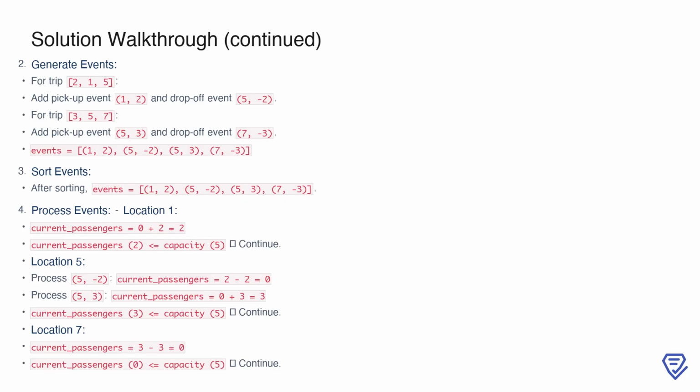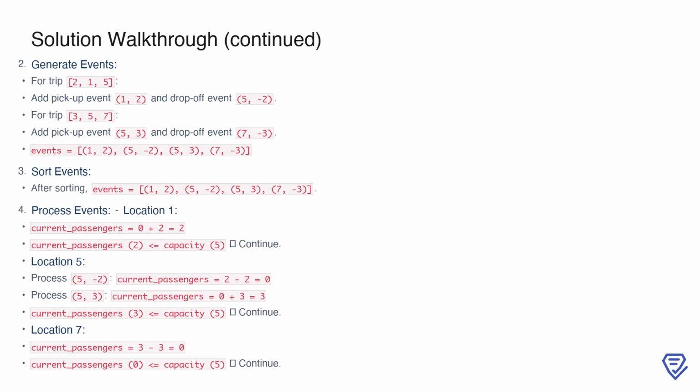This results in an events list containing all these raw events. Sorting the events ensures we process them in the correct order: the pickup at location 1, followed by events at location 5, and finally the drop-off at location 7. We then process these events to track the number of passengers.